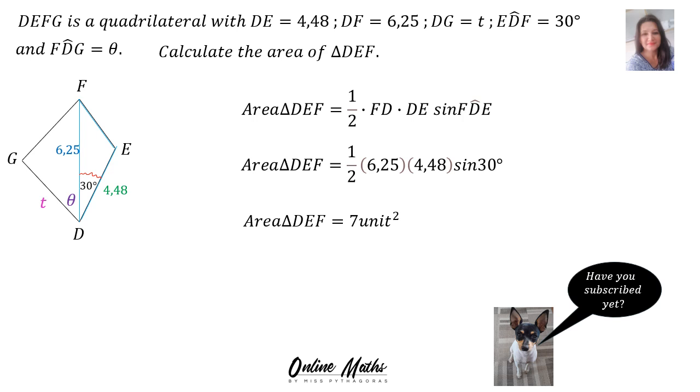You slot that into your calculator and the answer is the area of triangle DEF is 7, and then there's no units, therefore you write 7 units squared.